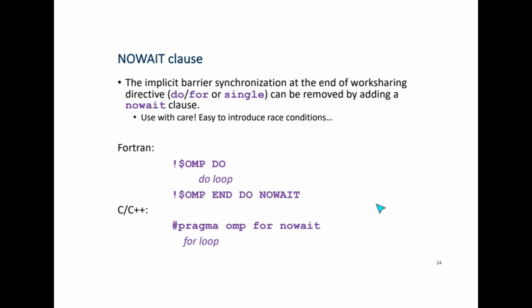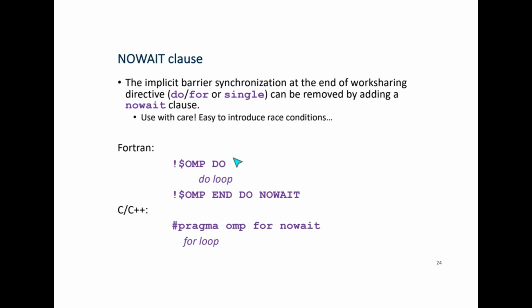It really should be something you do as part of performance tuning, rather than second guessing: oh, that barrier is going to be expensive, therefore I need to get rid of it. It's really a performance optimization rather than something that you should try and use as much as possible.